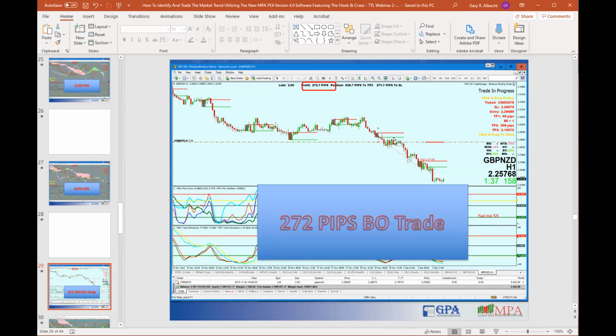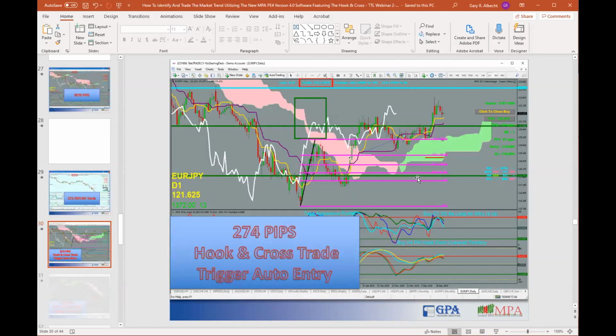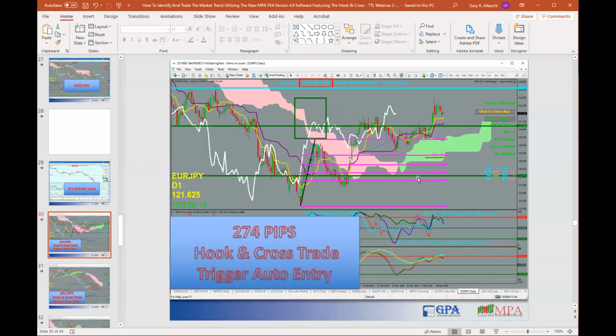And you can tell the system to either buy it when it breaks the high or sell it when it breaks the low. And it's so advanced that even if it might break the high, you can tell it, no, I don't want to buy the high. I only want to take it when it breaks the low because the hook and cross pattern says we're going lower. That's 272 pips on a breakout trade. Here's a hook and cross trade entry based on a euro yen, same trade, and we went up 274 pips.